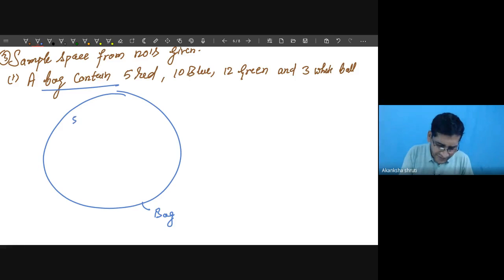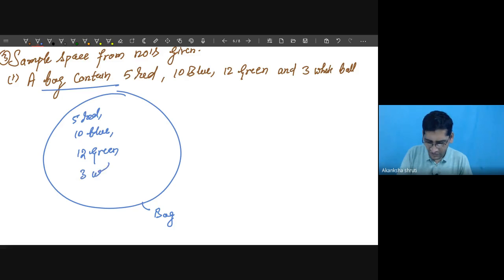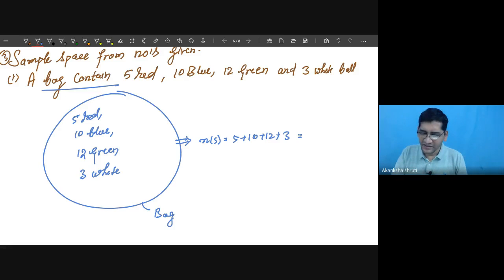In this bag, there are 5 red, 10 blue, 12 green, and 3 white. That's all. Here it is already in number. So this box is acting as our sample space. So n(S) is simply obtained by adding this: 5 plus 10 plus 12 plus 3. Add it. 5, 3, 8, to 10, 20, 30. So 30 balls. This way, rather than putting 30 dots for the sample space, we have just obtained the number of elements in the sample space.